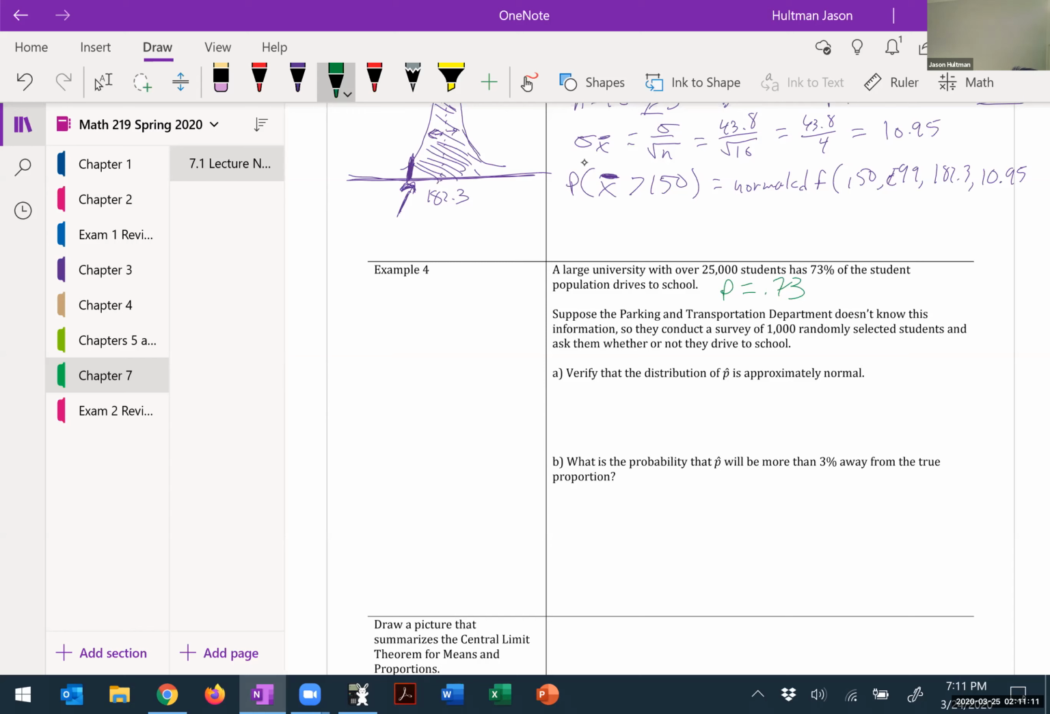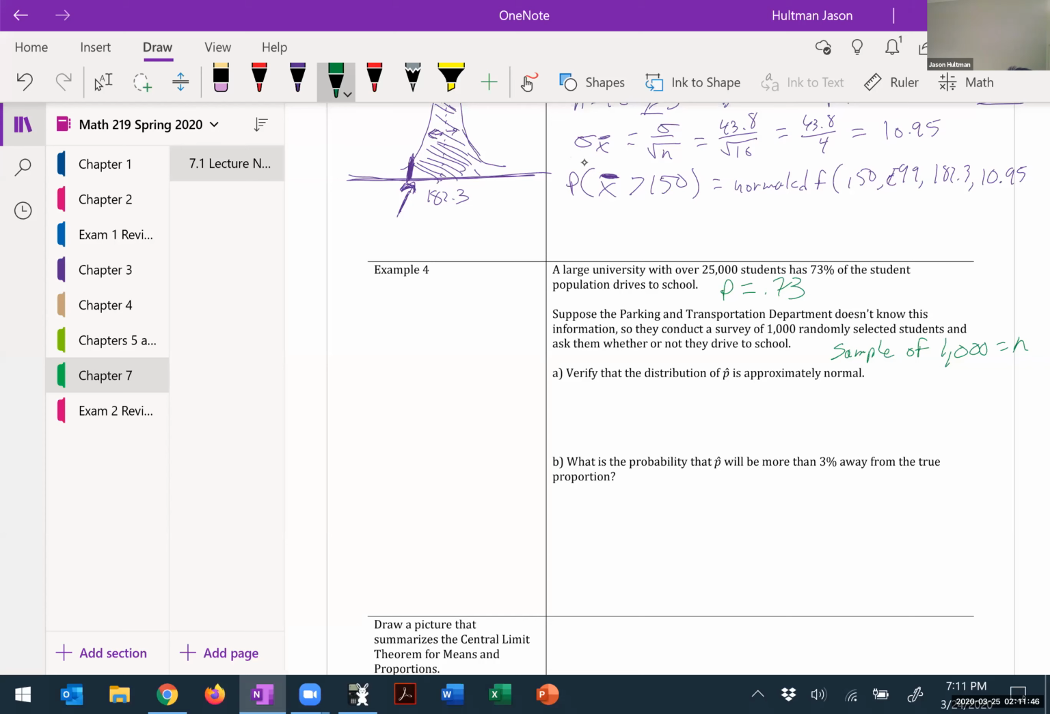Suppose that the parking and transportation department doesn't know this information, so they conduct a survey of 1,000 randomly selected students and ask them whether or not they drive to school. So out of the 25,000, we have a sample of 1,000 students. That's little n, and that's what I need to work with. I don't care about big N, I care about little n, lowercase n.